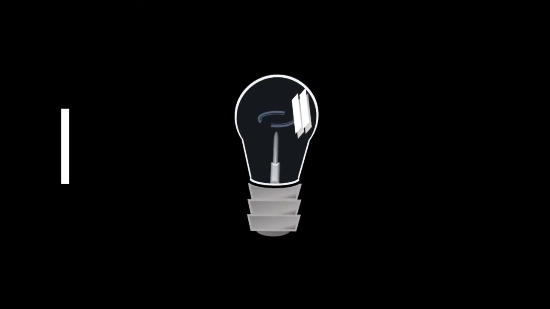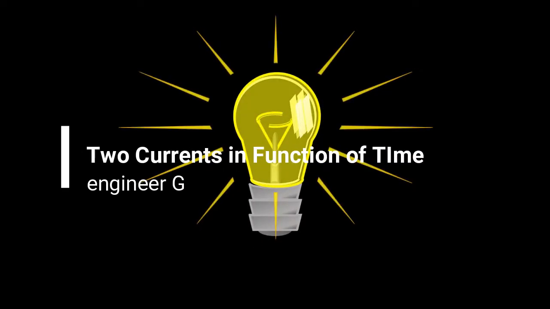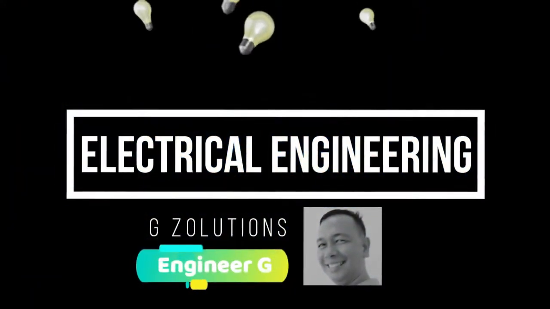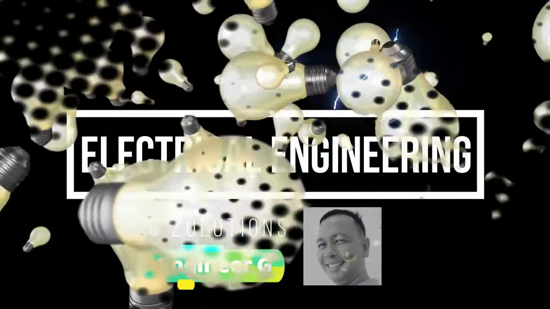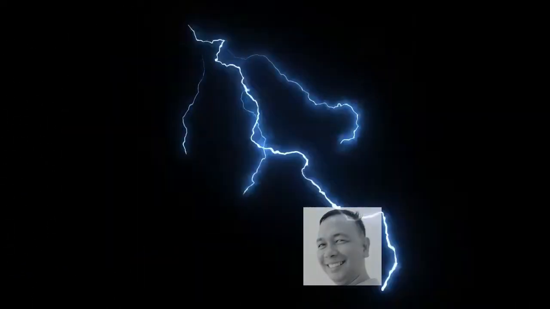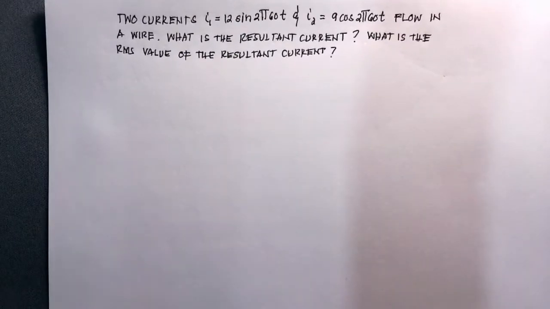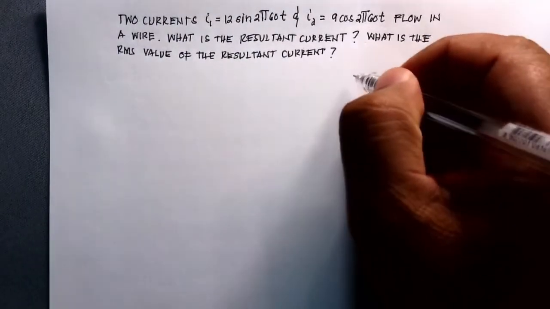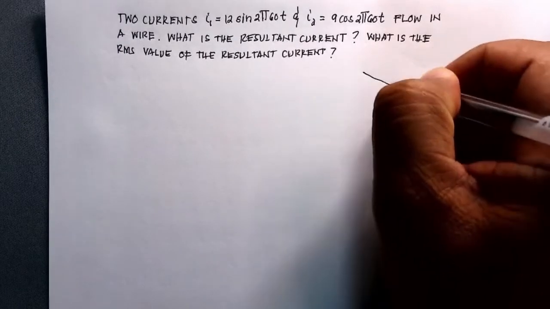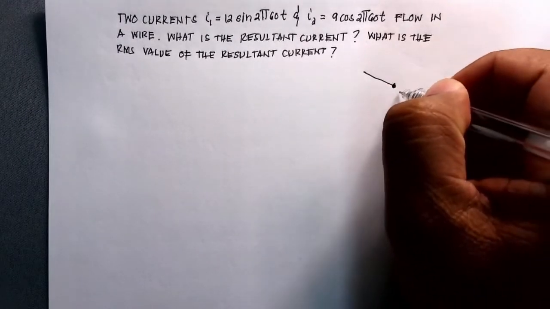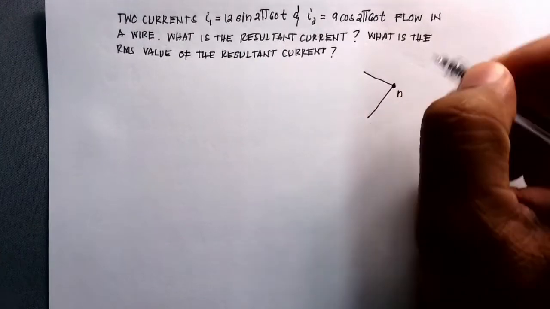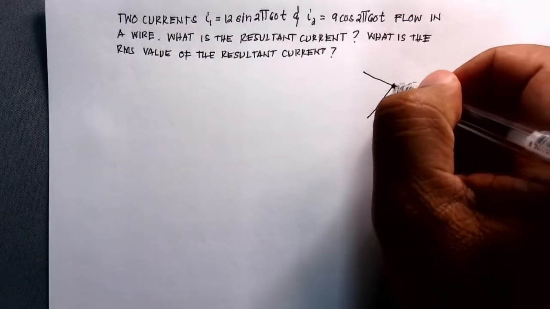Today, let us solve a problem involving two currents, and this is in a function of time. So to illustrate, we have here a branch connected to this node. For instance, this is node N, and another branch, and this is another branch.